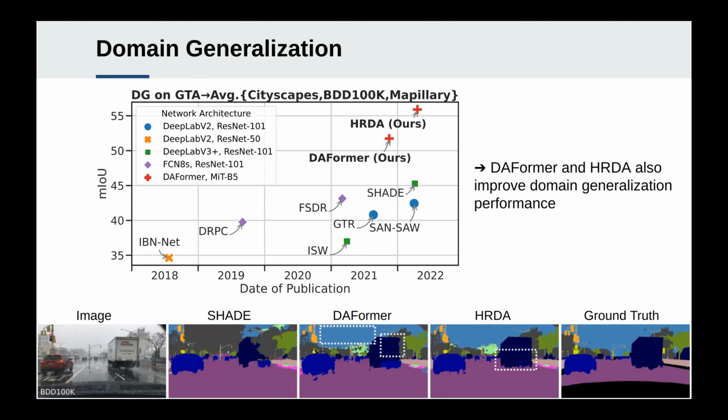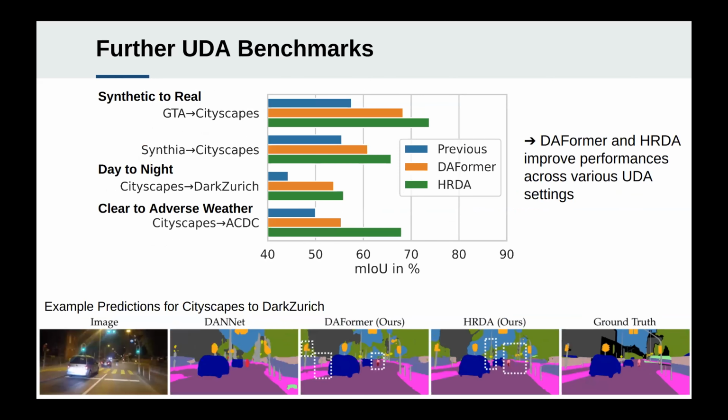So if you don't have a synthetic source domain which has labels, what you could do is use another domain, like Cityscapes for example, as the source domain and then adapt to your specific application. This actually works quite well, as we've seen for Cityscapes to Dark Zurich or Cityscapes to ACDC.